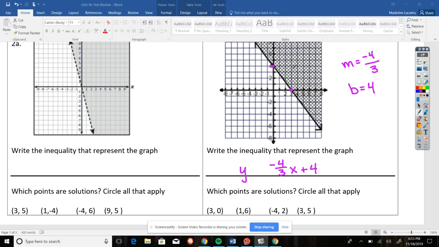Now we just have to figure out our inequality. So we know that this is shaded above the line. So if it's above the line, it's going to be y is greater than. And since this is a solid line, we have to have greater than or equal to.